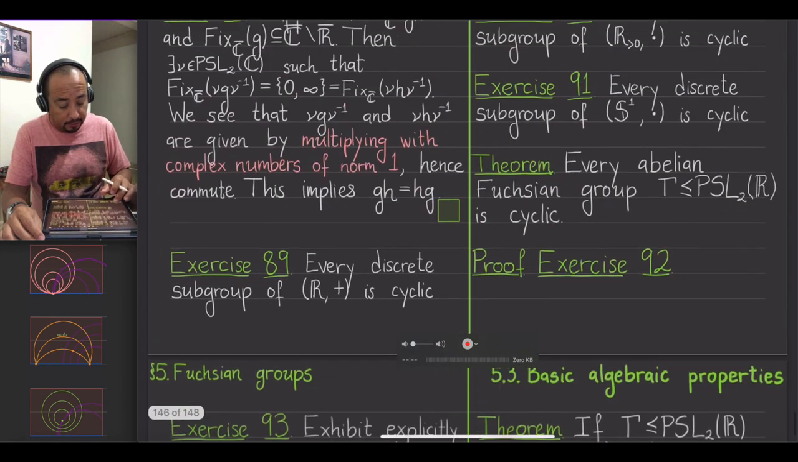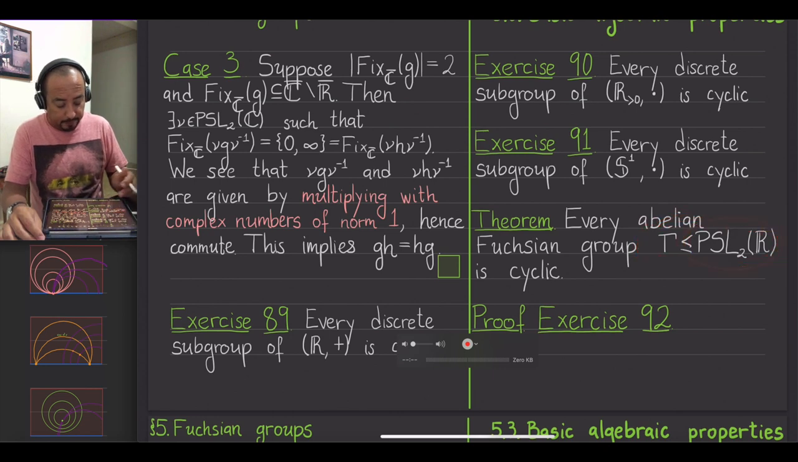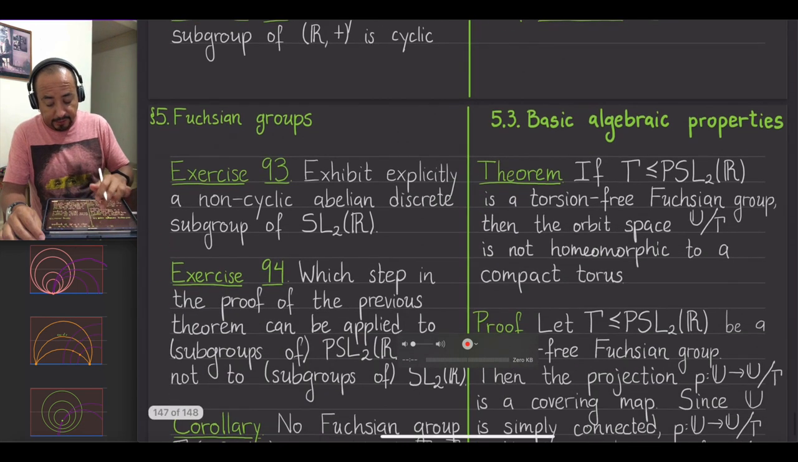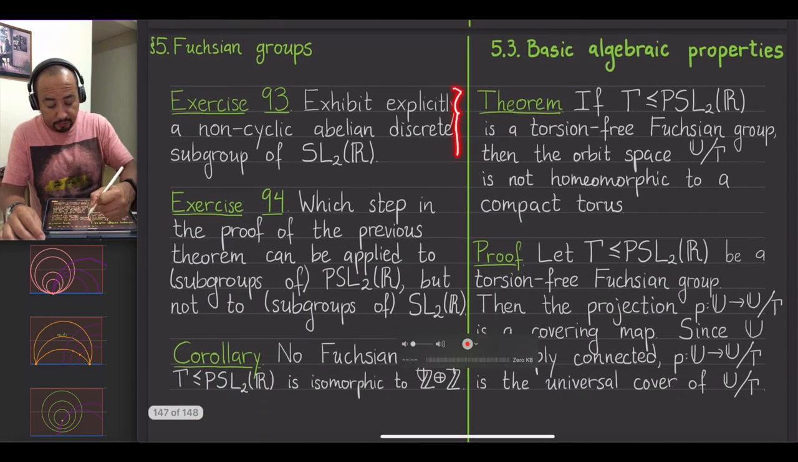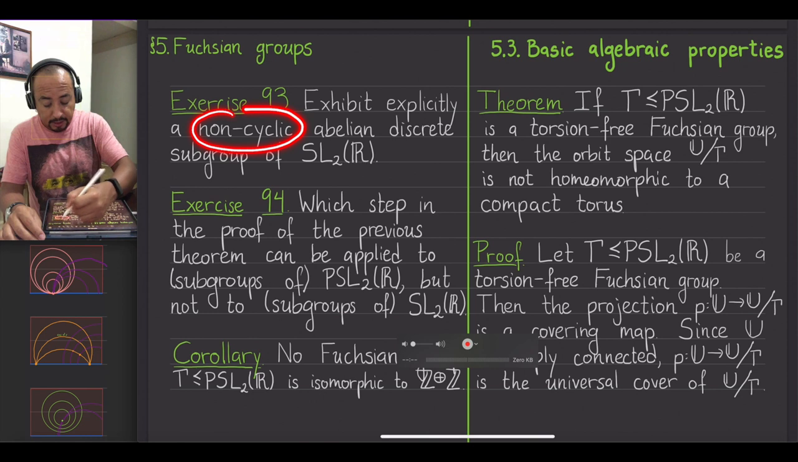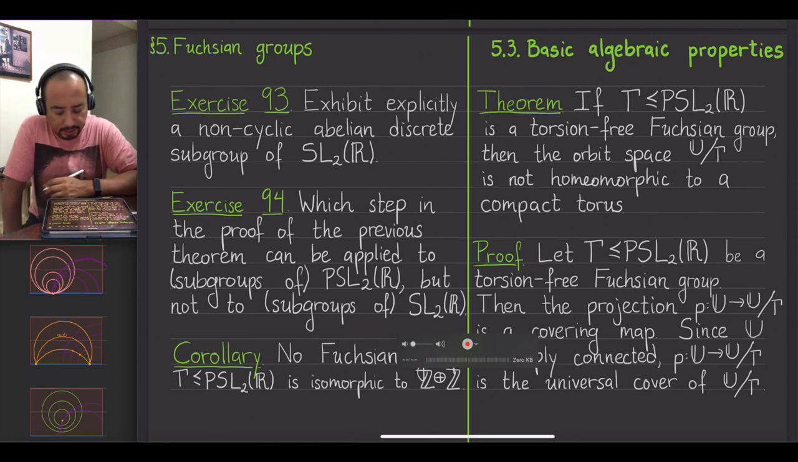Okay, now notice that here I was very careful in saying discrete subgroup of PSL2R. So this theorem fails for SL2R. So the next exercise asks you to exhibit explicitly a non-cyclic abelian discrete subgroup of SL2R, and it's not this one. The level of difficulty, I would say, is maybe medium, somewhat challenging.